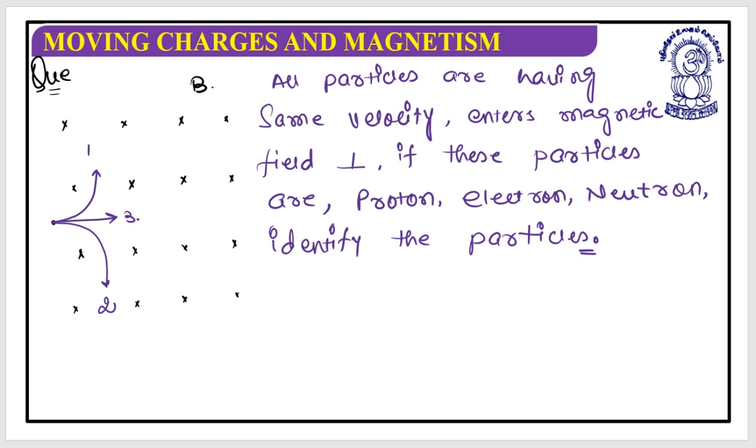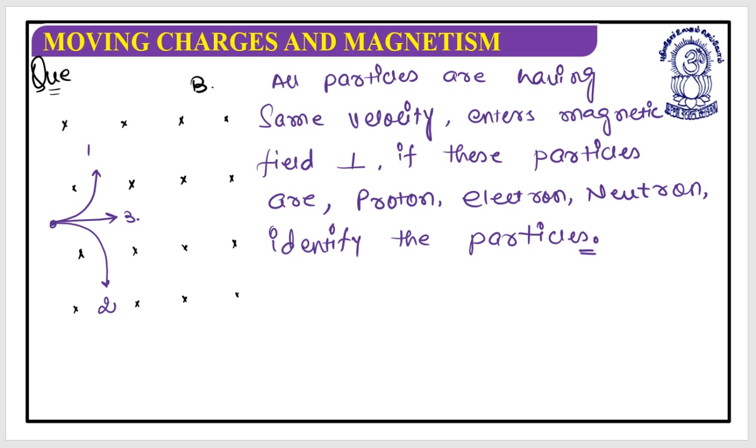So go through the data one more time. What it wants from you is this: a magnetic field has been arranged and three particles have entered the region, and all the particles have entered perpendicular to the magnetic field. These are the three particles. One of them is a proton, another is an electron, another is a neutron. We need to identify the particles.